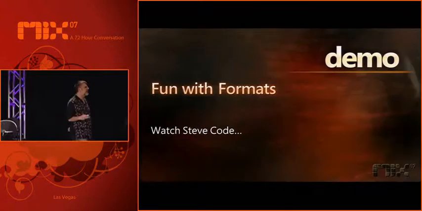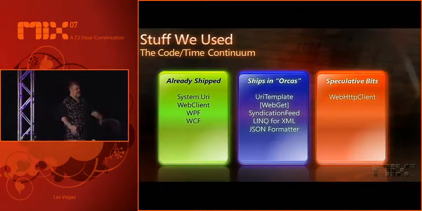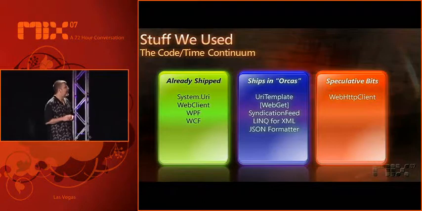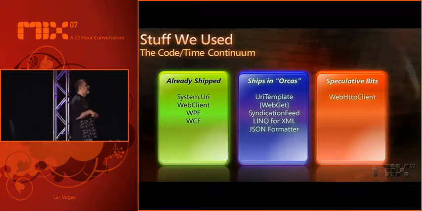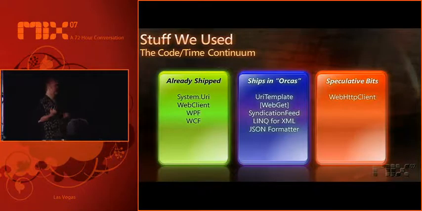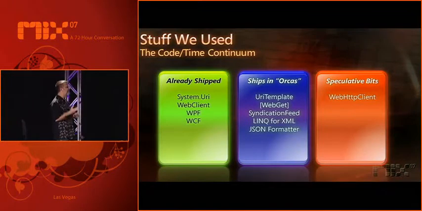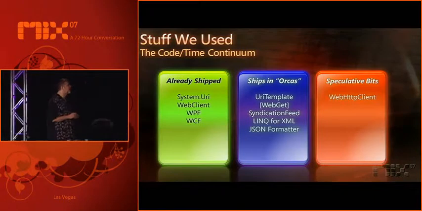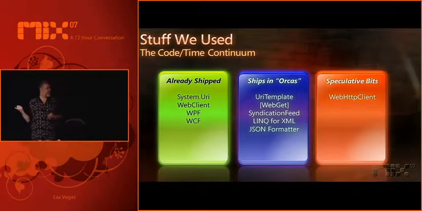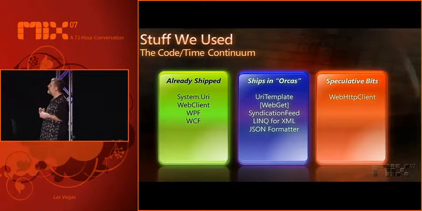Thank you, Steve. Cool. So what did we see? We saw that we were able to program against the web, do the standard things with URIs and GET, and enrich support for formats. In terms of what we showed you that's already shipped versus stuff that's shipping imminently, here's how it works. System.URI, we shipped a hell of a long time ago along with web client. WPF and WCF, which we used somewhat in this demo, shipped not that long ago. Stuff that's shipping in Orcas is URI template, WebGet, syndication feed, which is the support for RSS and Atom, all the support for LINQ, including XML, and because we ran out of time, the JSON formatter.